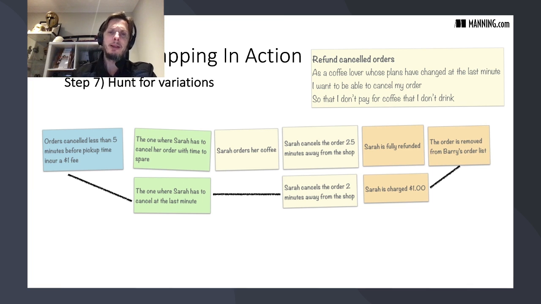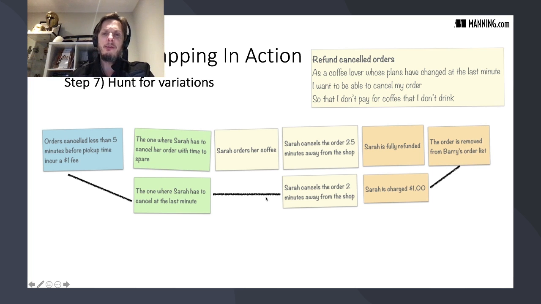And so we add another example. You can see we've got these lines going here to indicate that we're basically doing the same thing as the previous. So Sarah orders a coffee, we don't duplicate it, we just skim over it. And they both go to Barry, the order being removed from Barry's list.